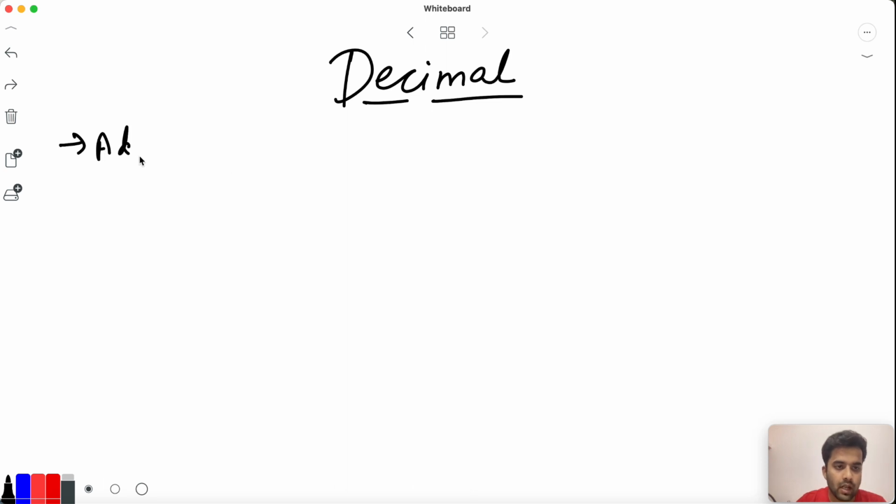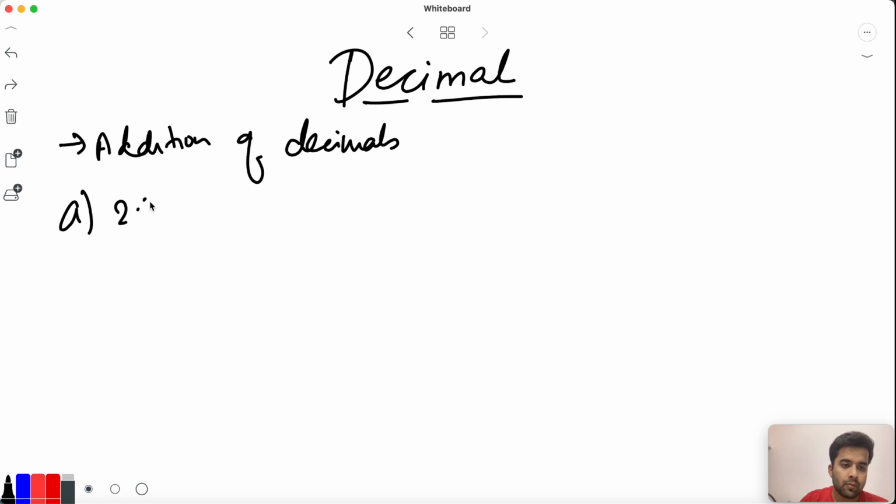Now, addition of decimals. Let's take a very easy question: 2.215 and 3.1. We have two numbers here, 2.215 and 3.1, and we have to add these two decimal numbers. So first take the first number and write it down like this, 2.215. Now we have to write the other number below it to add it, correct?